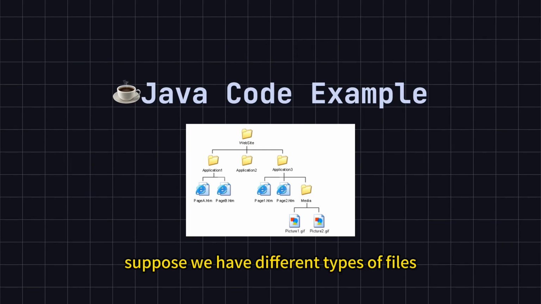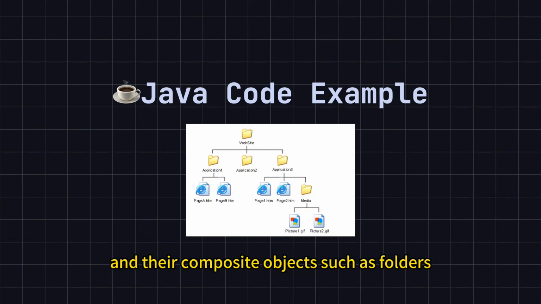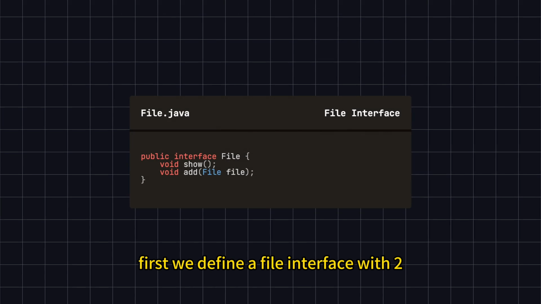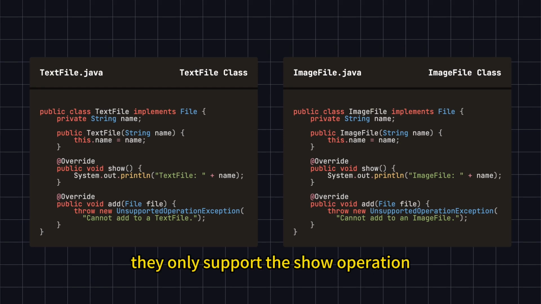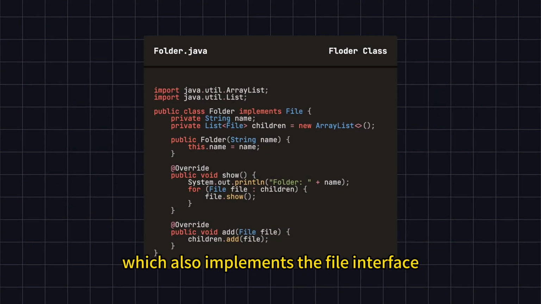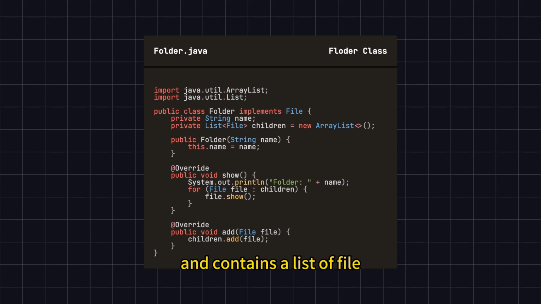Suppose we have different types of files, such as text files and image files, and their composite objects, such as folders. First, we define a File interface with two methods, show and add. Then, we define concrete file classes, such as TextFile and ImageFile, which implement the File interface. Note that while TextFile and ImageFile implement the File interface, they only support the show operation and do not support adding. Next, we define a Folder class, which also implements the File interface and contains a list of File objects to store its children.